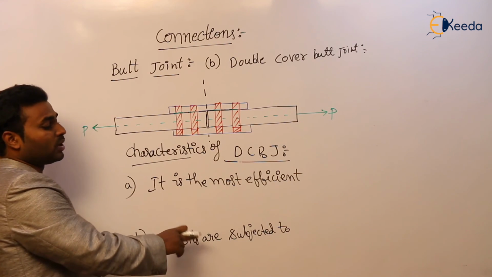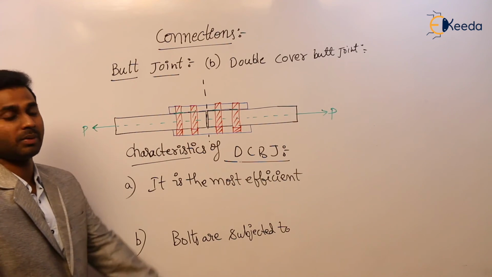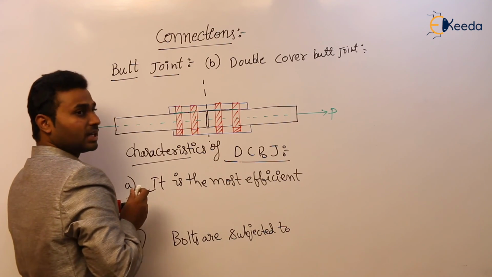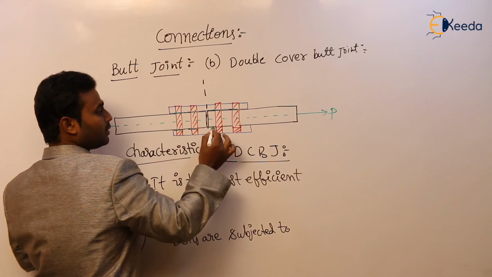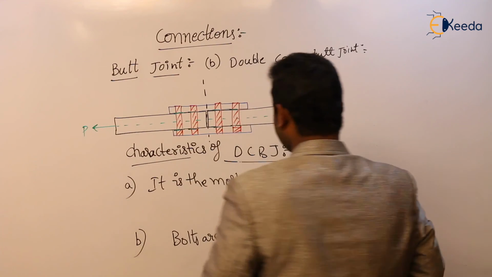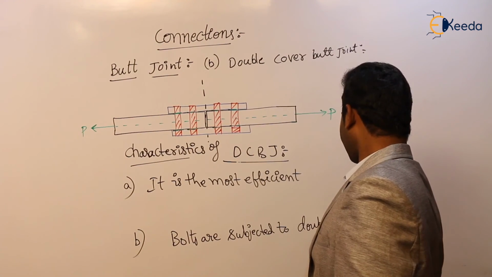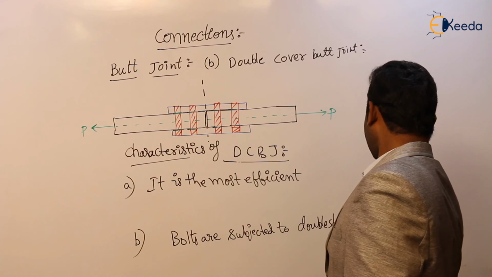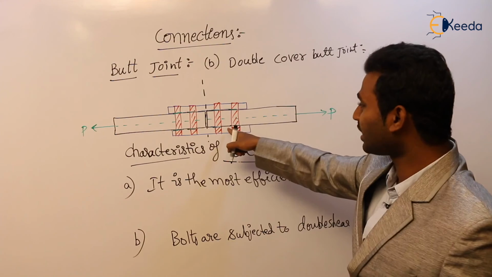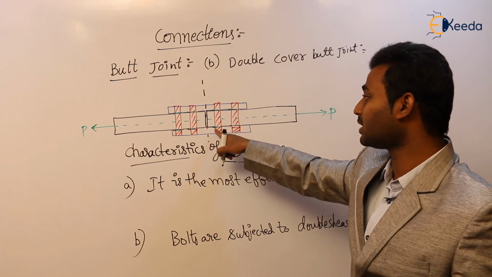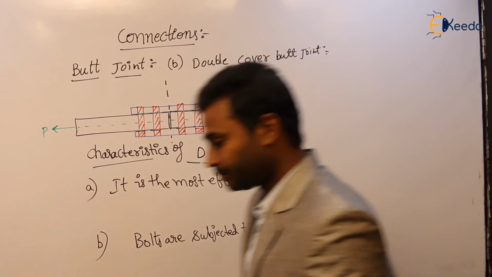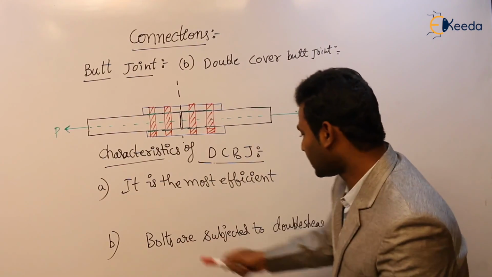Clear or not? And bolts are subjected to... tell me, how many interfaces are there here? This is one interface and here is another interface. Agree or not? So now bolts are subjected to double shear and bearing. Why? Because two interfaces are there. So there are chances for this bolt to shear at these two locations. Agree or not? So that is the double shear.